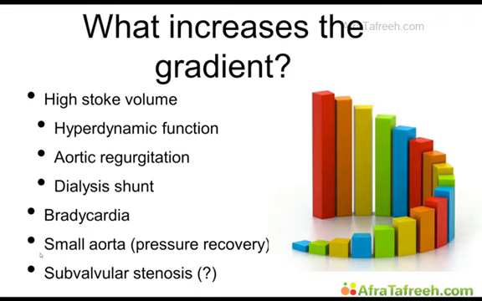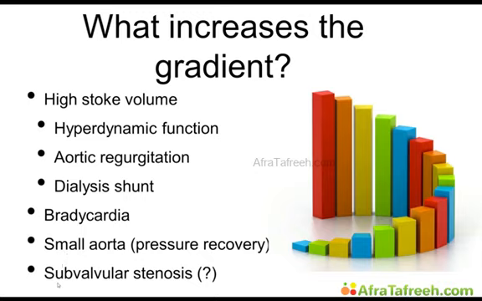And then there are some other issues which you have to look into. For example, if patients have a very small aorta, then we have the so-called phenomenon of pressure recovery. What does that mean? Well, it means that there is a phenomenon which causes the gradients to be higher than they actually should be, or at least the gradients do not correspond with the severity of aortic stenosis.